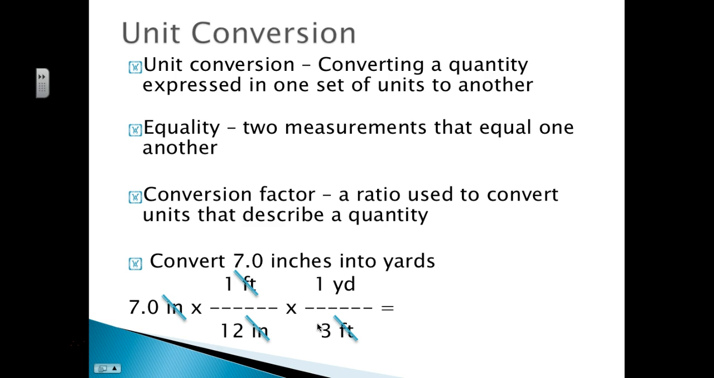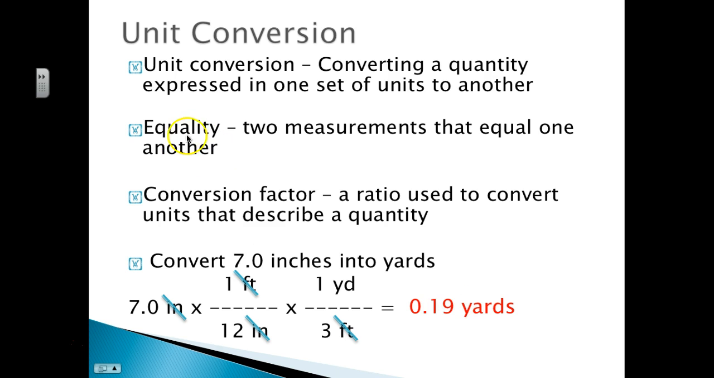now the question is how many sig figs. Notice I have 7.0, that is 2 sig figs. And someone goes, well, you only have 1 sig fig here, 1 significant figure here, you have 2 significant figures here. These are constants. So never ever ever use these in determining significant figures. In this case, it's going to be 2 significant figures. So 7.0 divided by 12 divided by 3 equals 0.19 yards. So that's how you do a unit conversion.